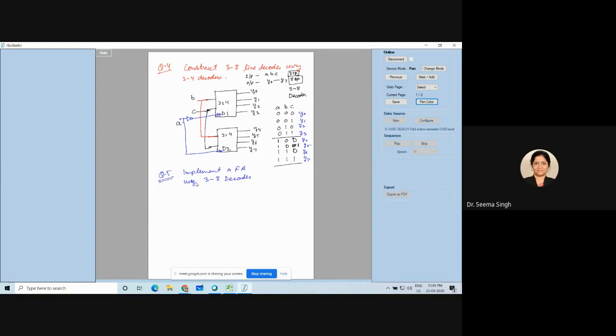A full adder is a circuit which gives a sum output and a carry output, and it is a function of A, B, C in. So if I ask you to implement a full adder using a 3:8 decoder, what are you supposed to do? You should find the sum equation, which you all may remember. Then you should find the carry equation. Then you have to bring it into min-term form, and then connect it to the 3:8 decoder.